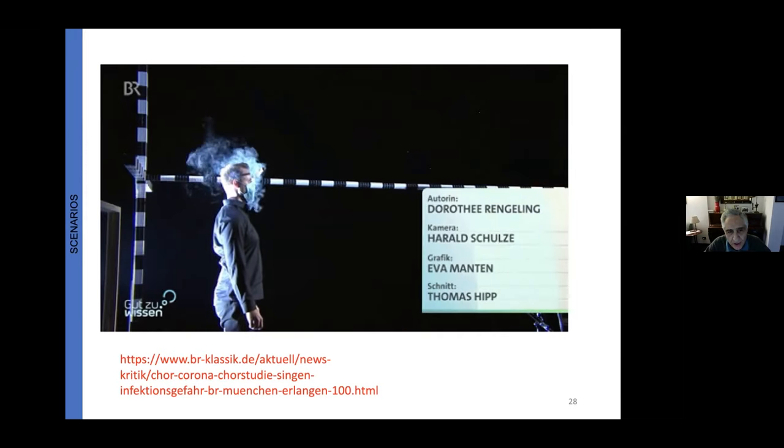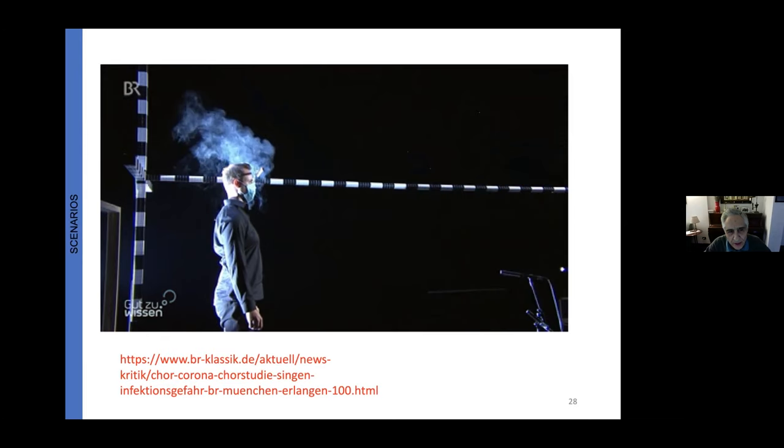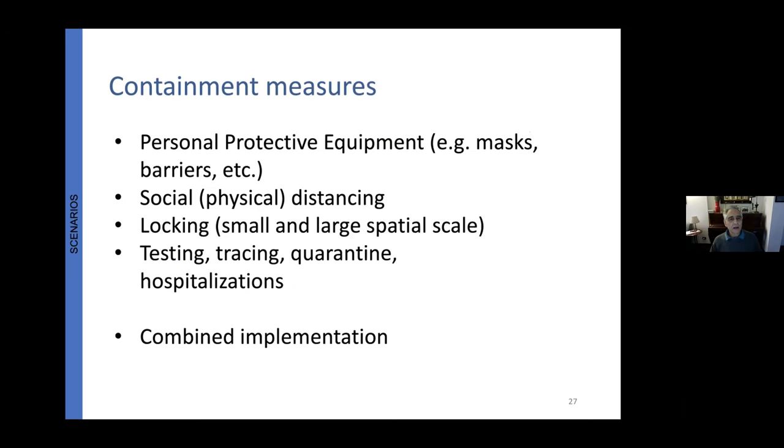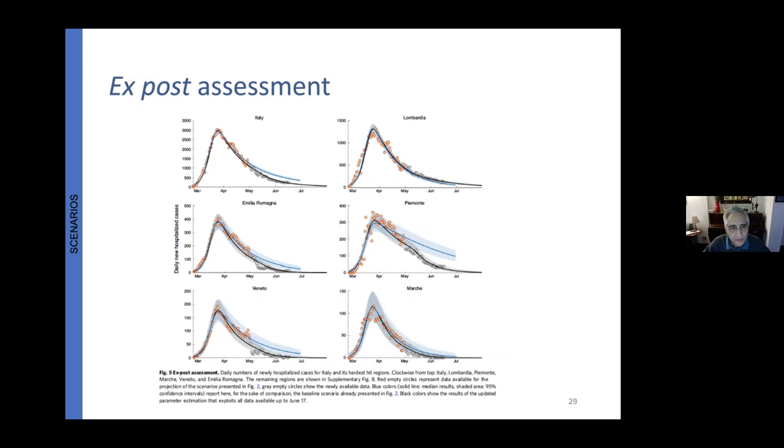In this case, the surgical mask and the barrier. Okay. Then, of course, you might consider social and physical distancing. Then, again, you might implement a lockdown at small and large spatial scale. And then one important containment measure, of course, testing, tracing, quarantine, hospitalization, isolation of people. And then, of course, you might have a combined implementation of all these containment measures.